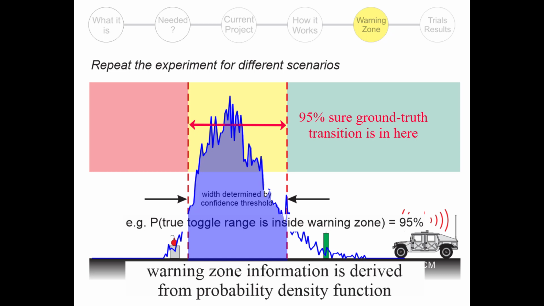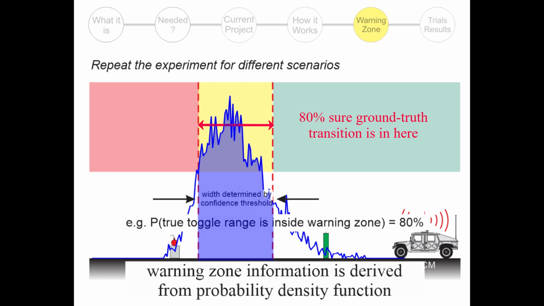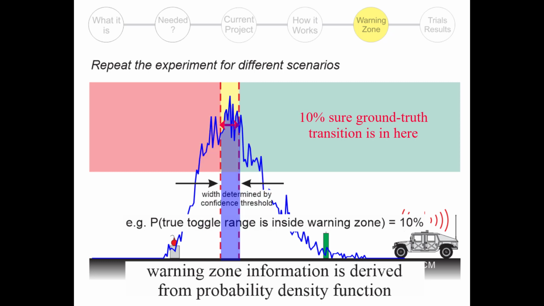The probability density function. Or we could use maybe 80%, and in that case we only need to enclose 80% of the area, so the width gets narrower, or maybe only 10%. Maybe we're satisfied with only 10% probability. Again, it's risk management. So if under certain conditions we're satisfied with 10% confidence, then okay, the width is narrower. So there's a trade-off between uncertainty and certainty and the width, the depth, of the warning zone.